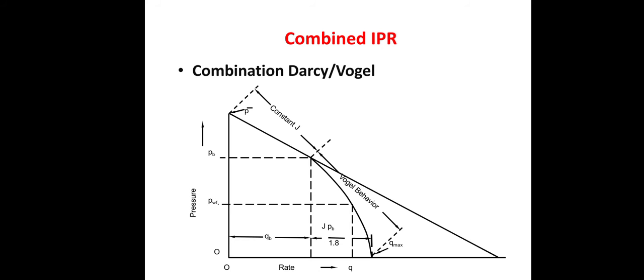Keep in mind that once you are above the bubble point pressure, you apply the Darcy equation, and once the pressure of the reservoir falls below the bubble point pressure, you now have the Vogel. You apply the Vogel because you have multiple phase flow.